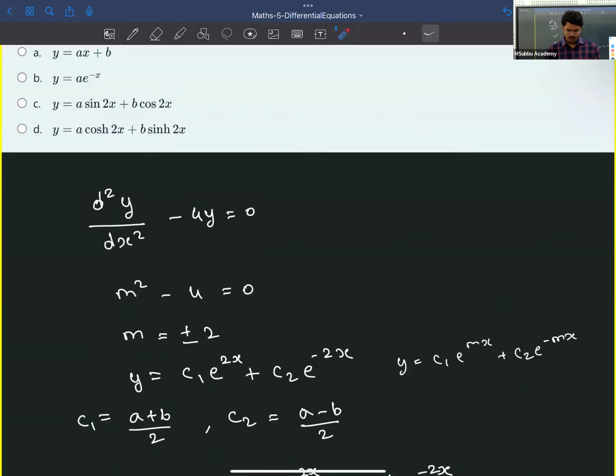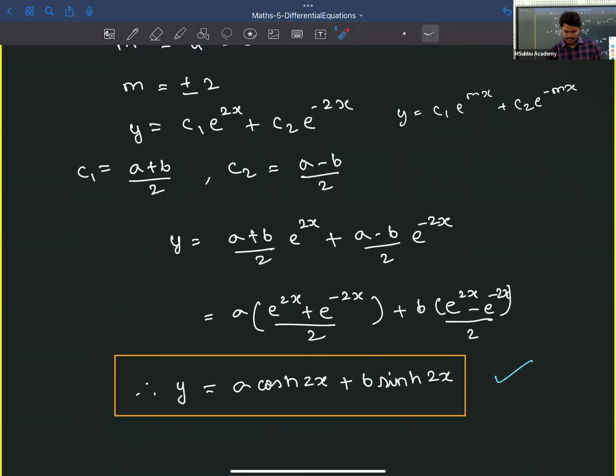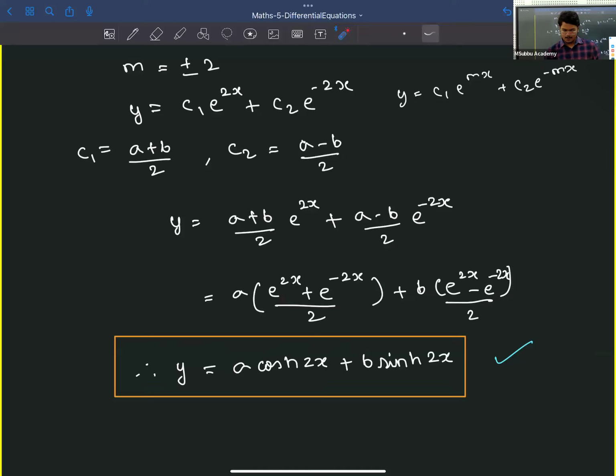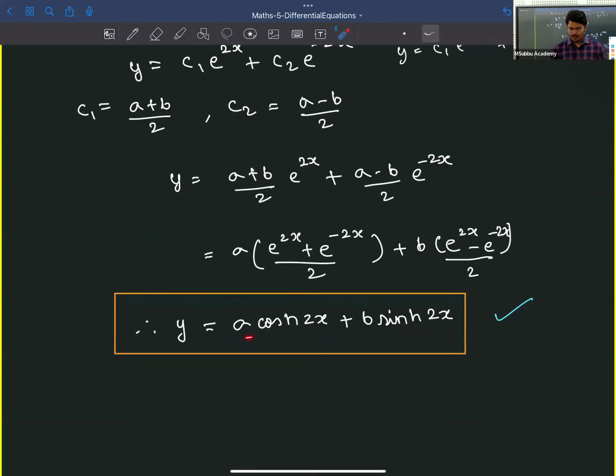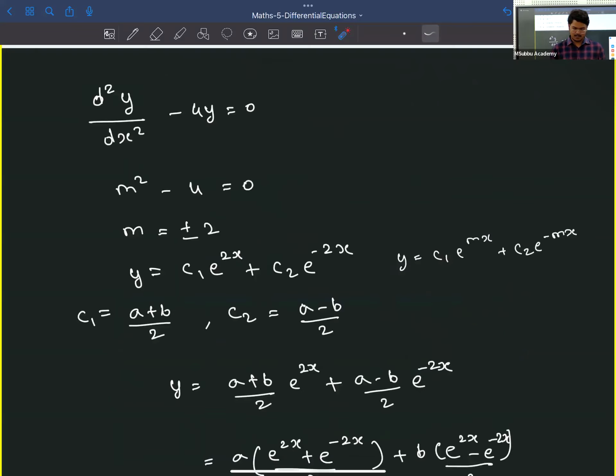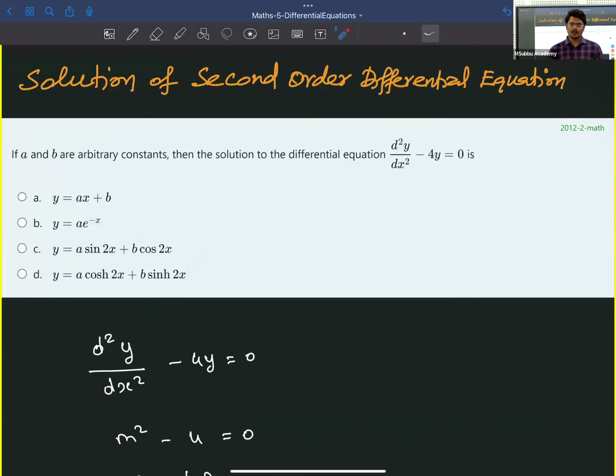So when you solve for that, take a common, so you get e power 2x plus e power minus 2x by 2, and e power 2x minus e power minus 2x by 2. So e power 2x plus e power minus 2x by 2 is nothing but cos h2x, because 2x is the argument. Similarly, e power 2x minus e power minus 2x by 2 is nothing but sin h2x. So directly y is equal to a into cos h2x plus b into sin h2x. This will be your option.